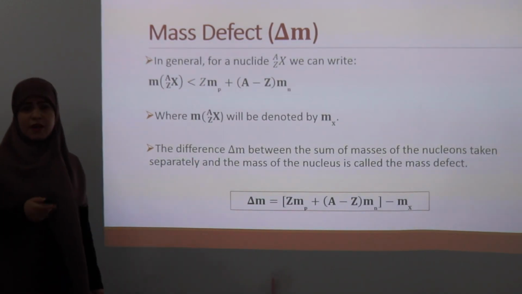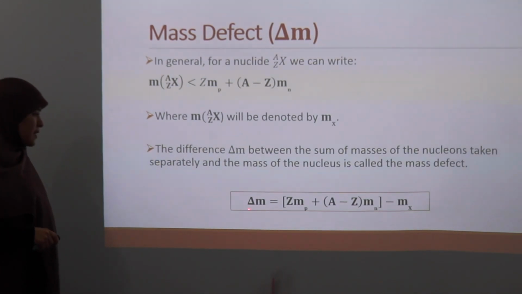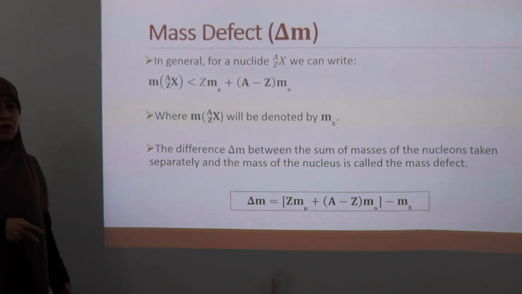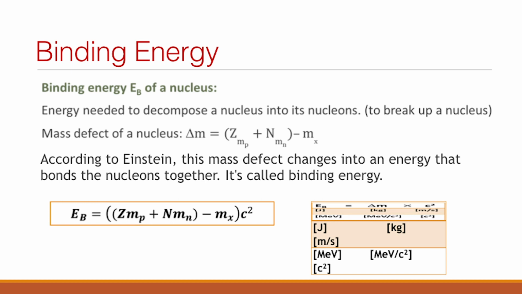In the next slide, we will talk more about this mass defect and we will learn how it appears in binding energy. Binding energy is the energy needed to decompose a nucleus into its nucleons. So the mass defect that we have explained, delta M equals Z times the mass of a proton plus N times the mass of a neutron minus mX. And this is a very important rule: mass is converted into energy.